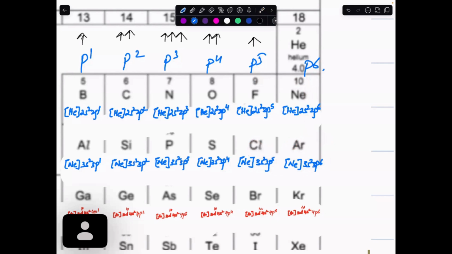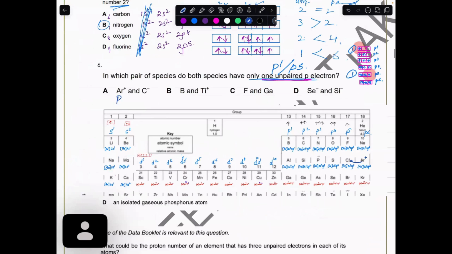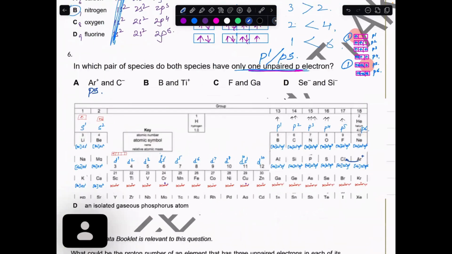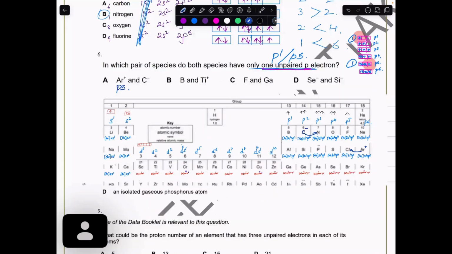This. So in the first option, it is plus. It becomes what? Like chlorine P5? Yes. Cl minus. It's gaining one electron. When it is gaining an electron, it becomes like this. It becomes P3. Not correct.